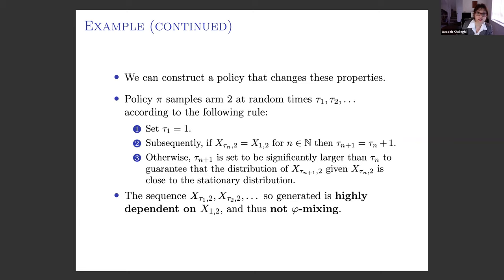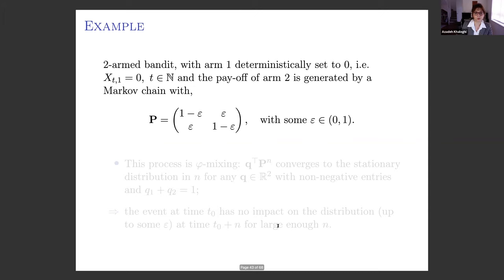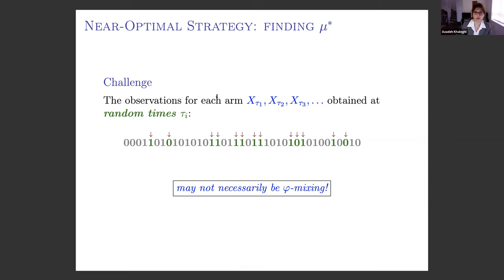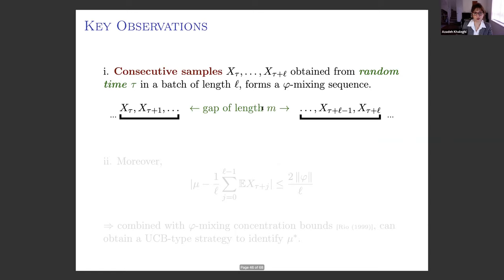So even though the second arm was a phi mixing process, a Markov chain, what I end up with is going to be highly dependent on the first element, so it's definitely not going to be mixing in any form. Okay, so all this example is to say that we can't just go for any arbitrary policy. Once we do that, we end up with a sequence of observations that do not necessarily inherit the mixing properties of the underlying processes. This is one of the challenges. So how did we overcome this challenge?